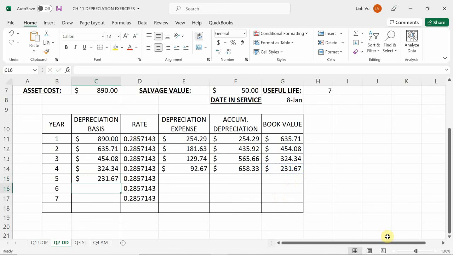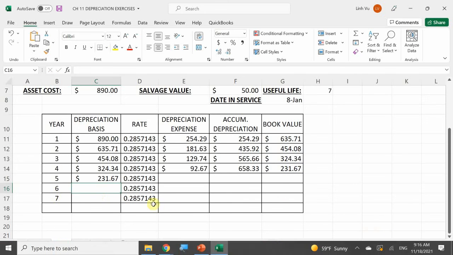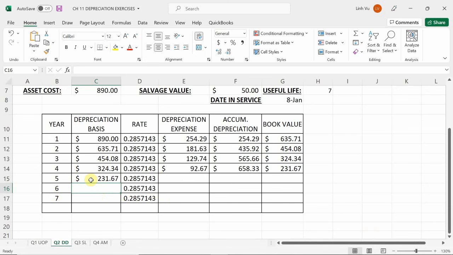Okay, so this is the one you carry over. So then, in this case, if I have a depreciation basis of 231.67, what is going to be my depreciation expense for year 5?